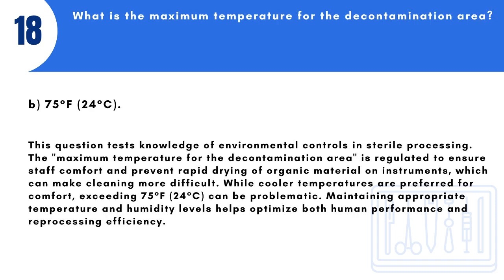Answer: B. 75 degrees Fahrenheit, 24 degrees Celsius. This question tests knowledge of environmental controls in sterile processing. The maximum temperature for the decontamination area is regulated to ensure staff comfort and prevent rapid drying of organic material on instruments, which can make cleaning more difficult. While cooler temperatures are preferred for comfort, exceeding 75 degrees Fahrenheit, 24 degrees Celsius can be problematic. Maintaining appropriate temperature and humidity levels helps optimize both human performance and reprocessing efficiency.